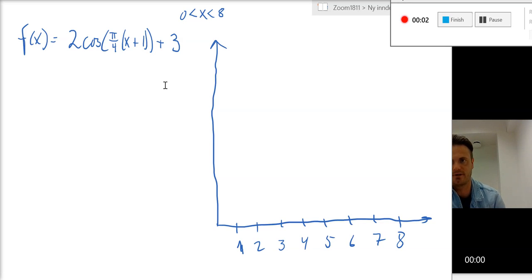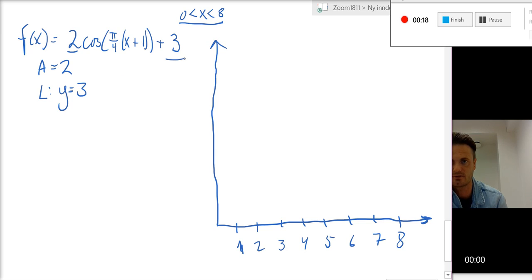Here is an example with a cosine function, and we see here that x should be between 0 and 8, so just draw the x-axis here. And we see the amplitude here is the number ahead of cosine, which is 2. The equilibrium line is the line y equals the constant term, which is 3. And we see that the 0 point here is x equals minus 1, the 0 point of this angle here.